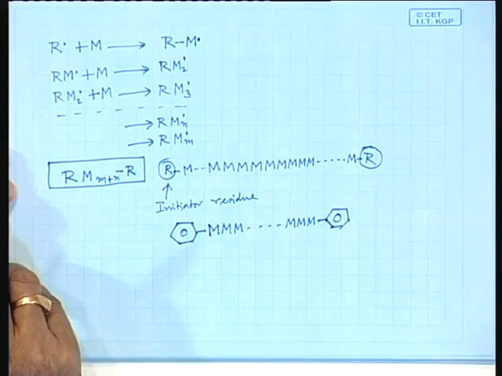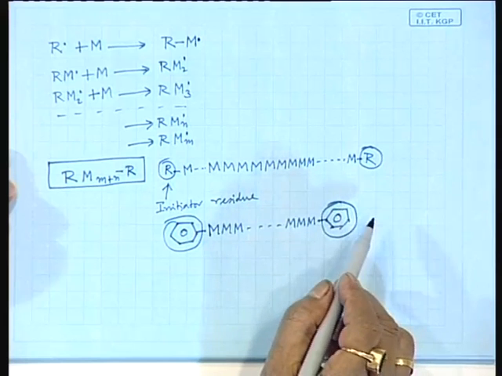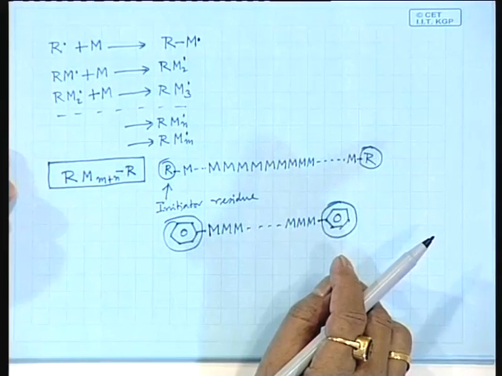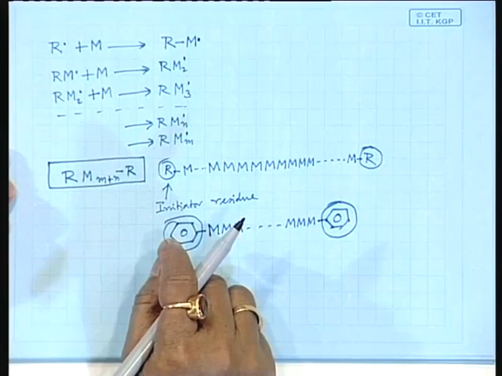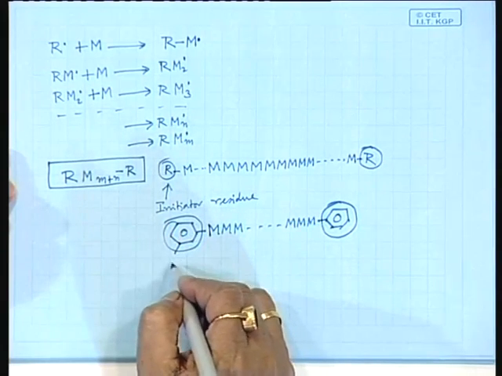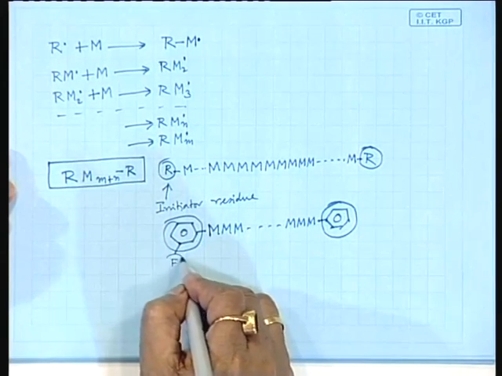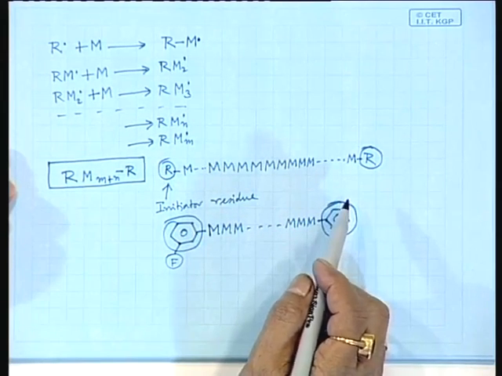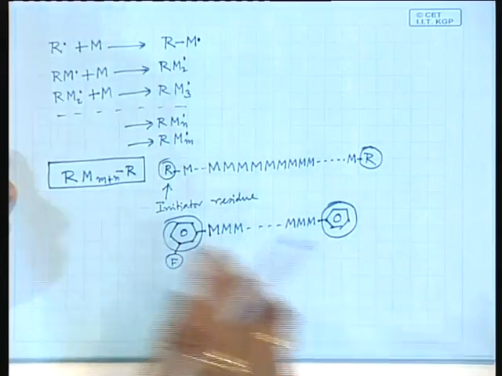But if it is done by photochemical initiation, this initiator residue will not be there. Of course, this can be advantageous in one way, in order to study the course of polymerization. If it contains one isotopic label or a functional group, say functional group F, which can be estimated, then that can help you to count the number of polymer chains that have been produced, as well as to calculate the molecular weight of the polymer chain that has been produced.